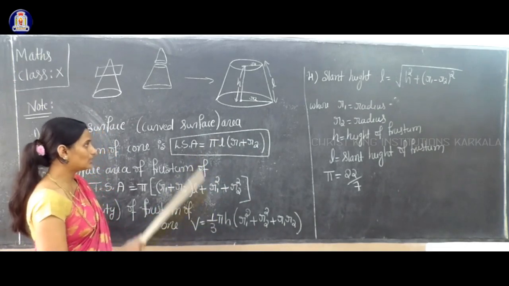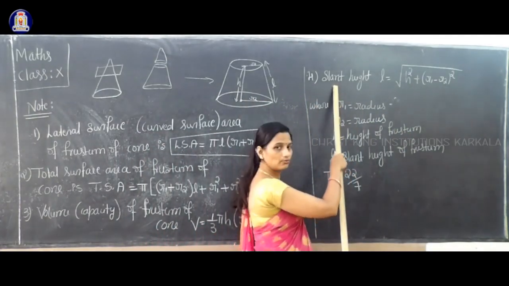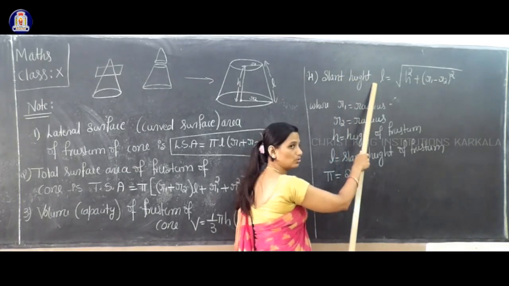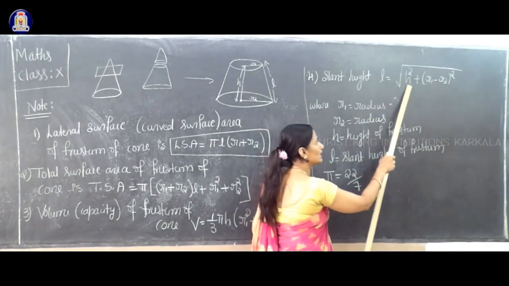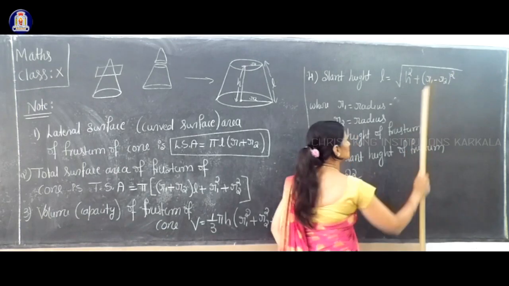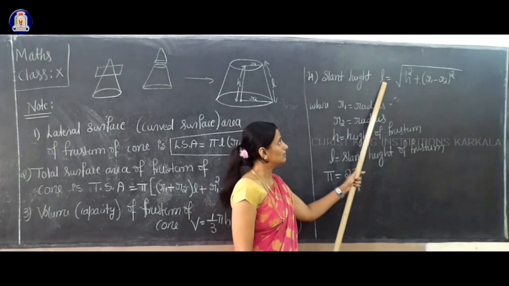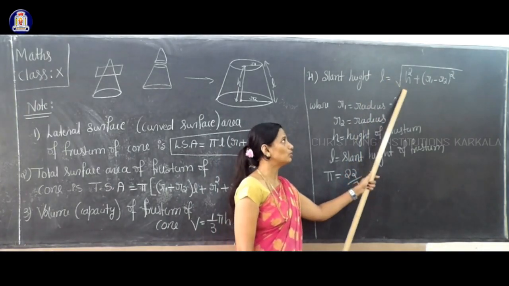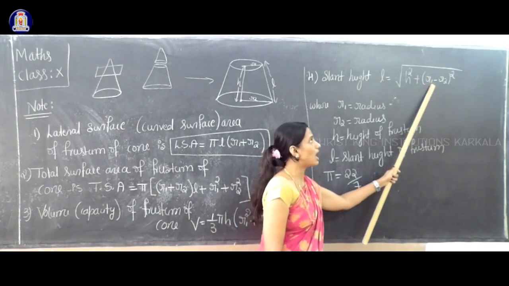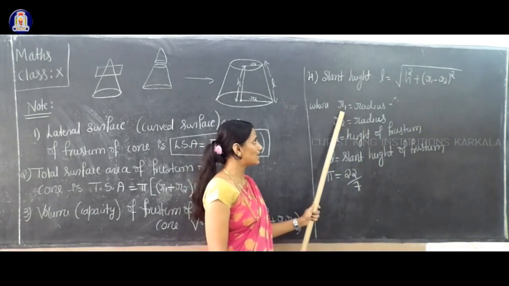Now we'll see what these R1 and R2 are. And remember how to find slant height in a frustum. Slant height L is equal to square root of H square plus (R1 minus R2) whole square. The slant height of the frustum can be written as L is equal to square root of H square plus (R1 minus R2) whole square. Now what is this R1?